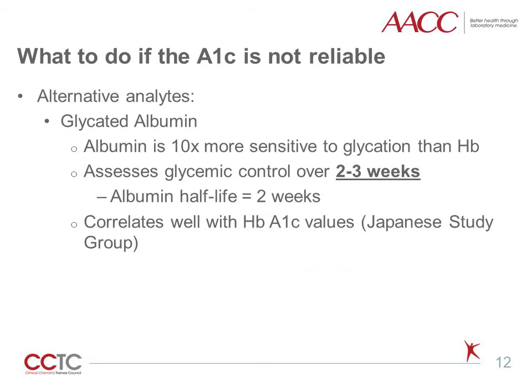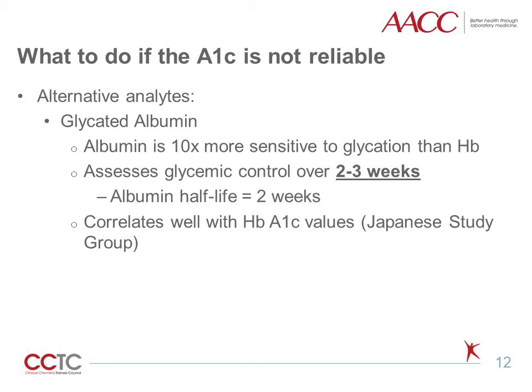The third alternative analyte is glycated albumin, which is 10 times more sensitive to glycation than hemoglobin. Glycated albumin assesses glycemic control over a 2 to 3 week time span and is based upon the half-life of albumin, which is approximately 2 weeks. In a Japanese population study, glycated albumin correlated well with hemoglobin A1c values for the diagnosis of diabetes when compared across 1,575 individuals. Previous glycated albumin methods used in the United States were subject to interferences, and most institutions no longer run the assay as hemoglobin A1c and fructosamine have become more prevalent.